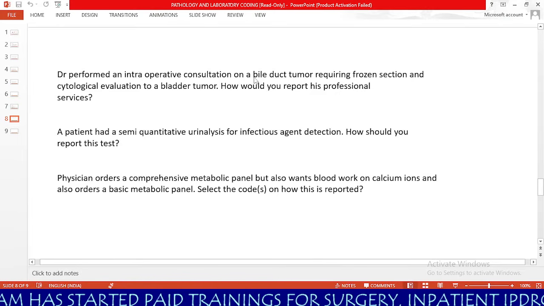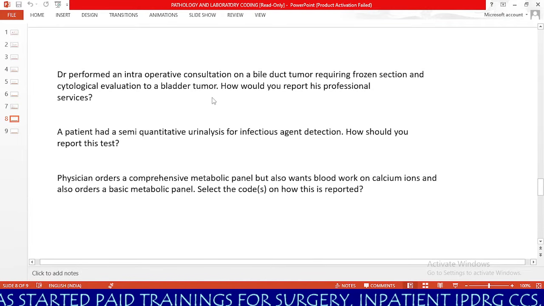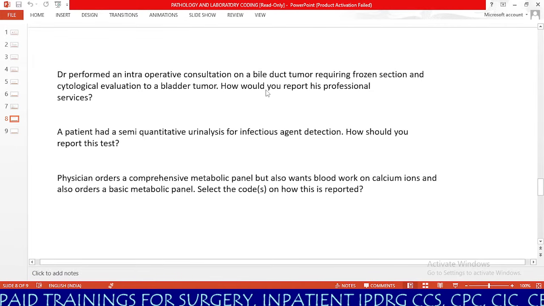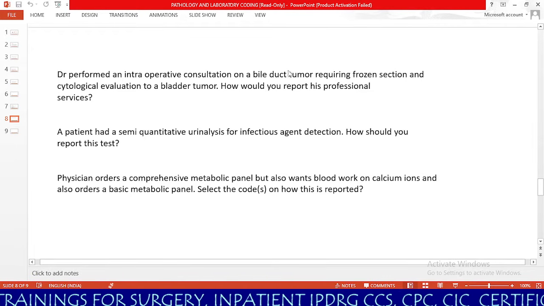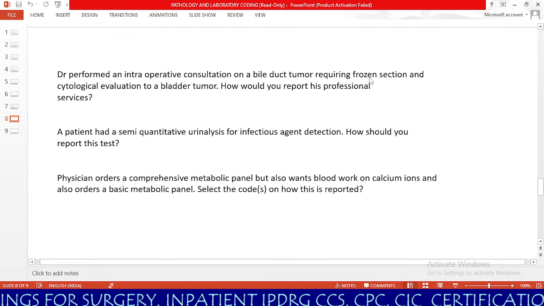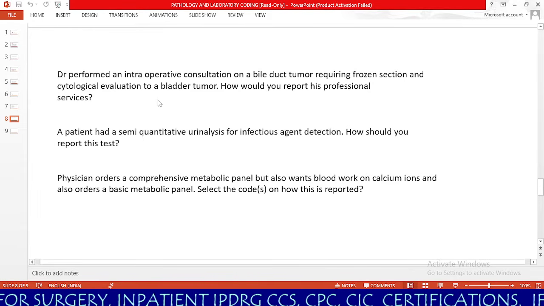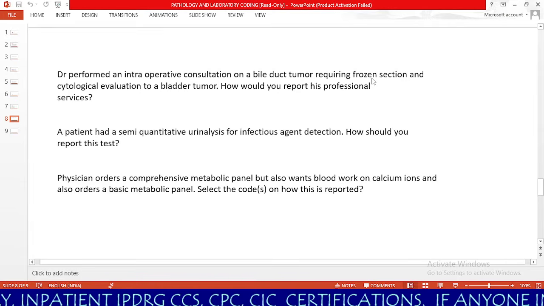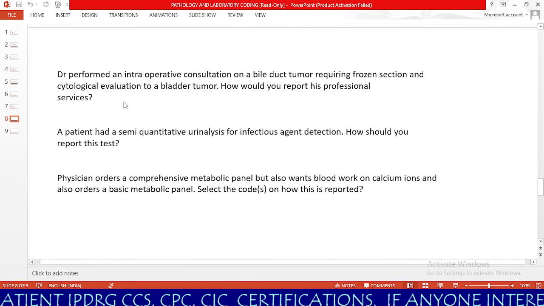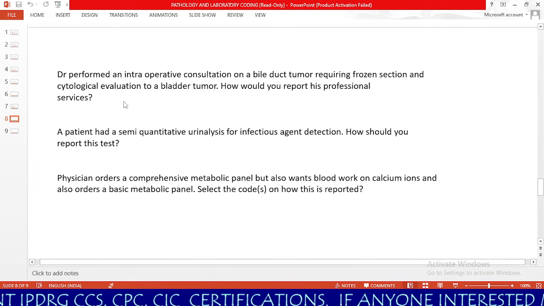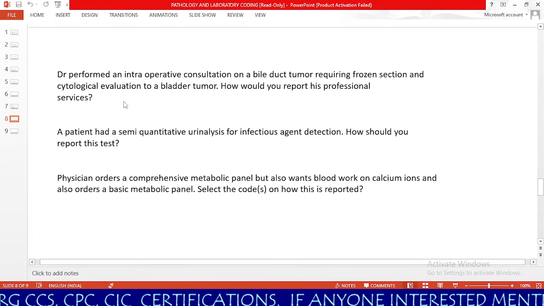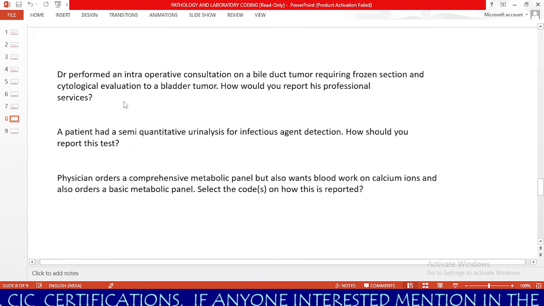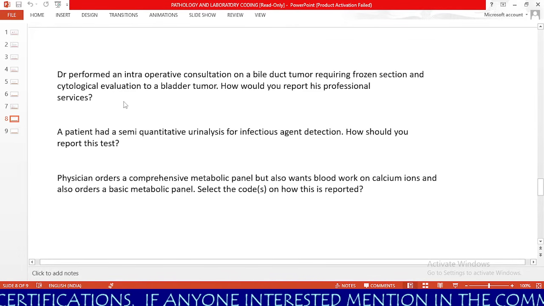If you see here, bile duct tumor and bladder tumor. Both are different types of tumors from different locations, and the technique is also different. The first one is frozen section, the next one is cytological evaluation. As we have learned, frozen section is taking the tissue sample, and cytological evaluation is where, using the fluid, the physician will evaluate the sample. So here we need to code two codes, 88331 and 88334.